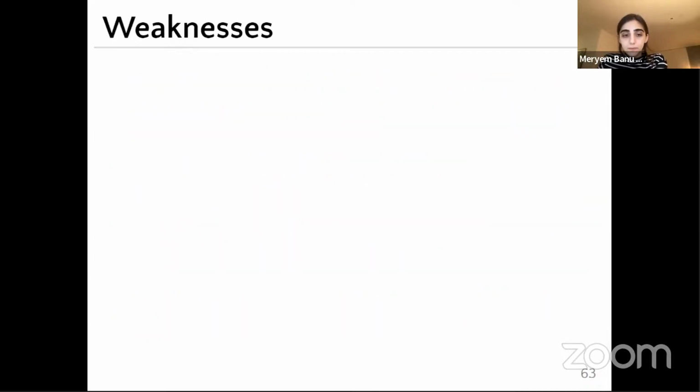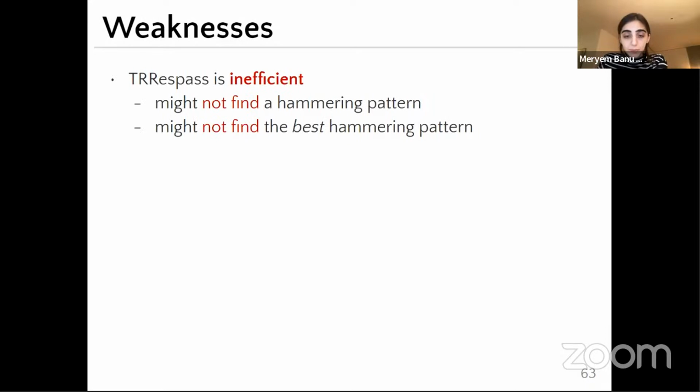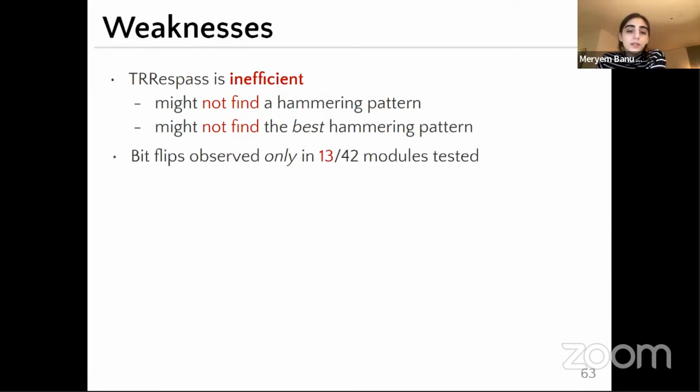About the weaknesses, I think the first weakness of the paper is that TRRespass is inefficient. It might not find a hammering pattern, or it might not find the best hammering pattern. For example, for the inefficiency, the paper finds the minimum hammering count as 25K, but the Revisiting RowHammer paper, which is a concurrent paper, finds chips with minimum hammering count as low as 4.8K per aggressor row. And maybe also due to this inefficiency, it can create bit flips only in 13 out of 42 modules tested. Also, you might not create an attack with these bit flips sometimes.